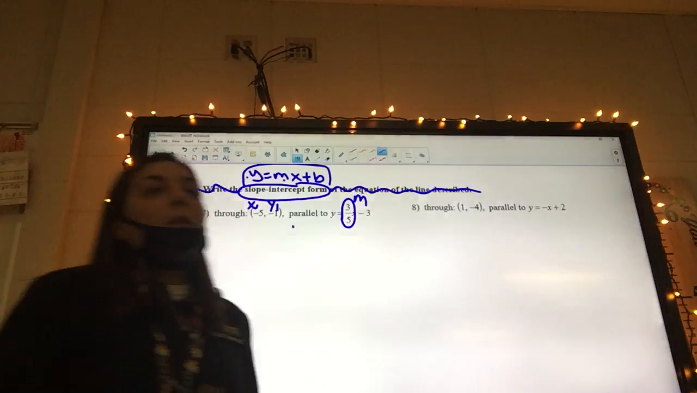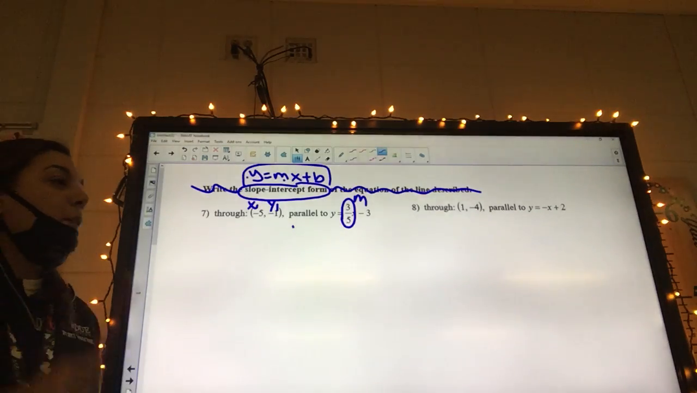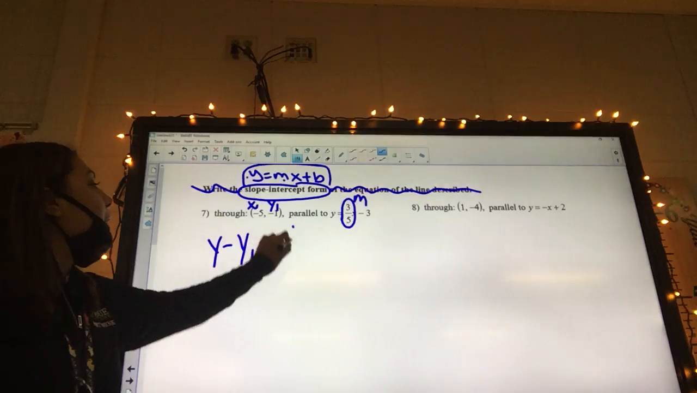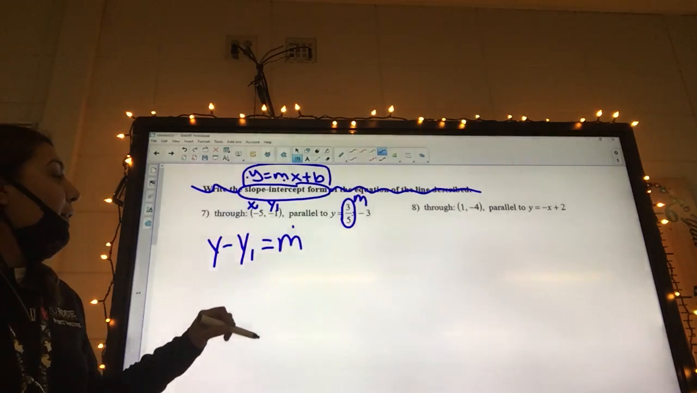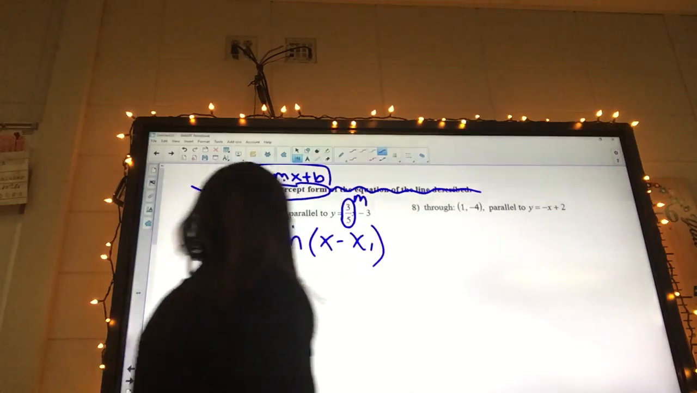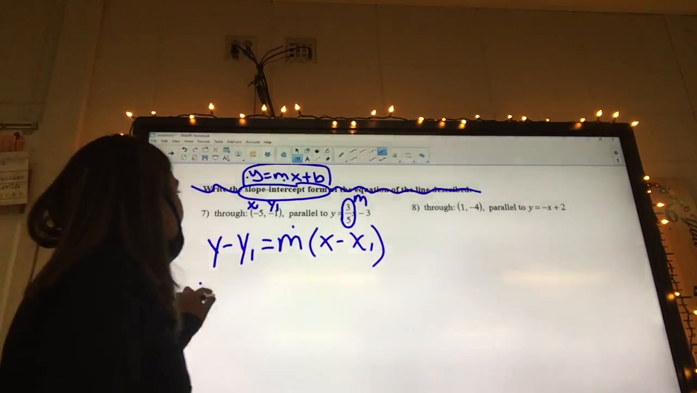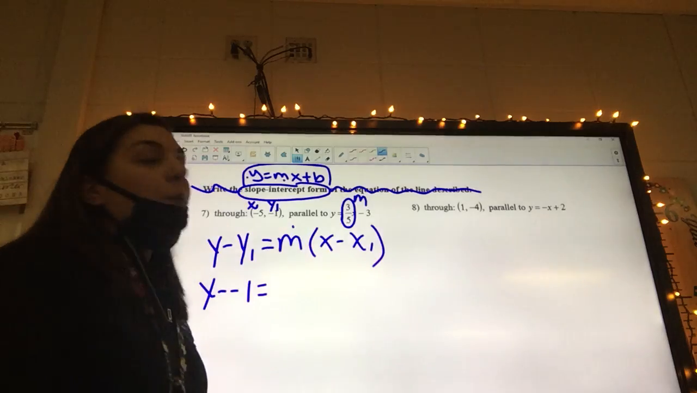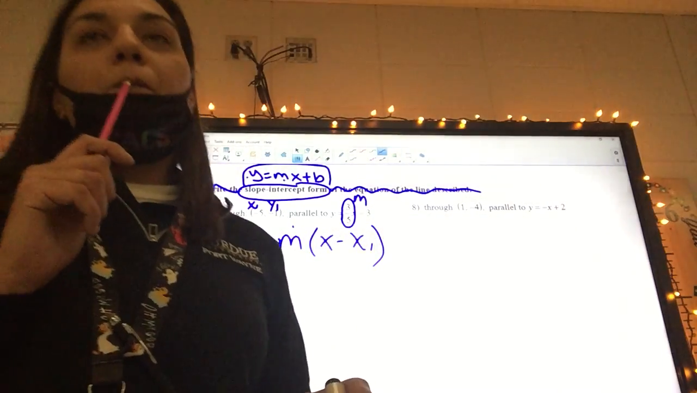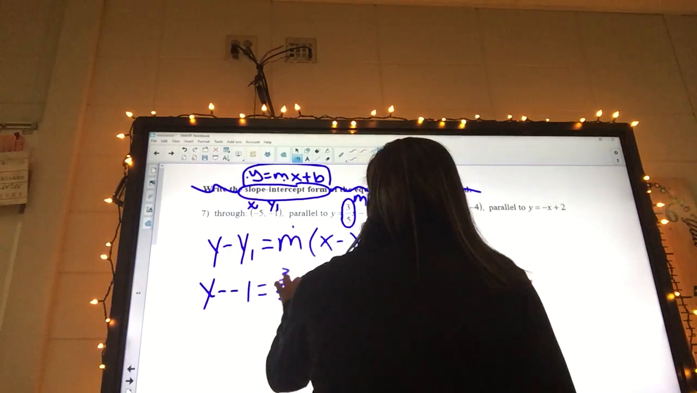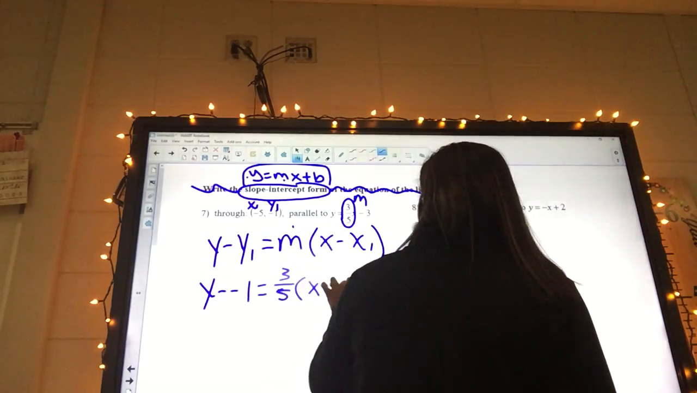So we need our point slope. What's the point slope formula without looking at it? y minus y1 equals m times, in parentheses, x minus x1. Okay, so we can go ahead and plug the stuff in. I've got y minus negative 1. My slope, what do we do with parallel? You keep it the same, which is going to be 3 over 5. x minus x1 is negative 5.